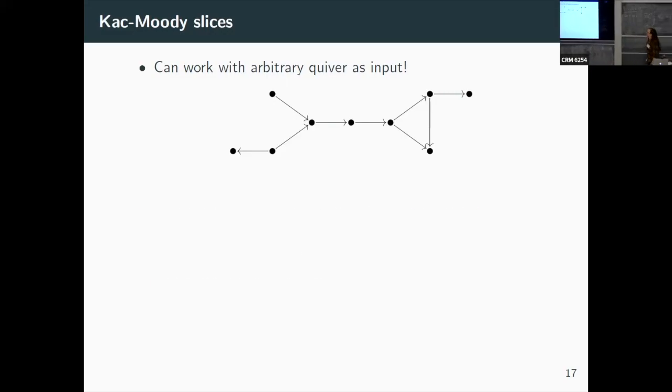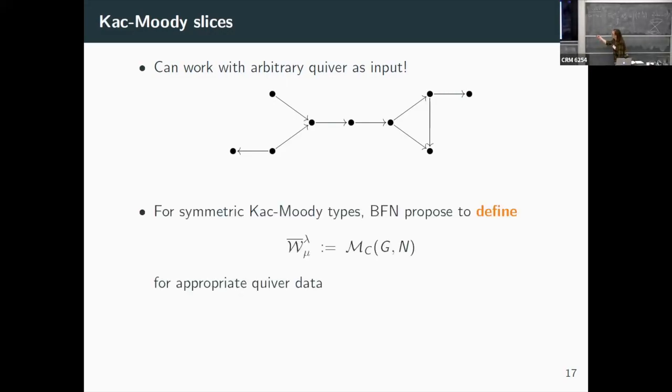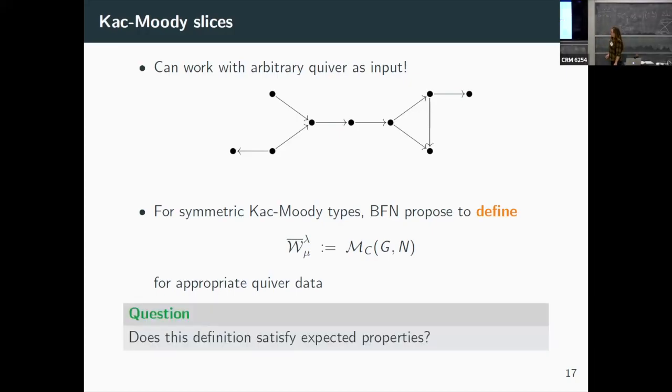do anything. But what they propose is, say you want to study a symmetric Kac-Moody type, maybe this Dynkin diagram, we can define Affine Grassmannian slices now. Just define them as Coulomb branches. It's an interesting definition. The question then is, does this actually work? Does this correspond at all with what we know and love, or possibly love, about Affine Grassmannian slices?